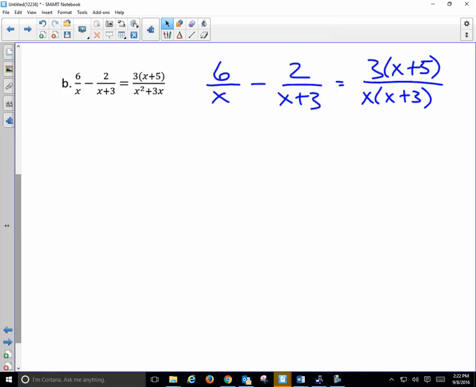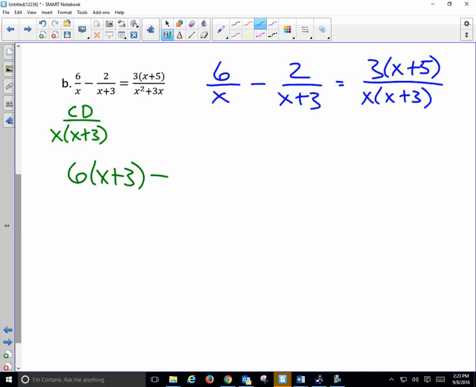So, somebody tell me, what is the common denominator in this problem? Hey, good news for us. This already has the x times the x plus 3 in it. This doesn't. What does it need? So I'll multiply the 6 by the x plus 3. What does this need? The x. What does this need? Nothing.